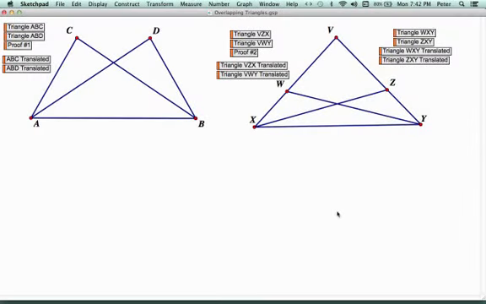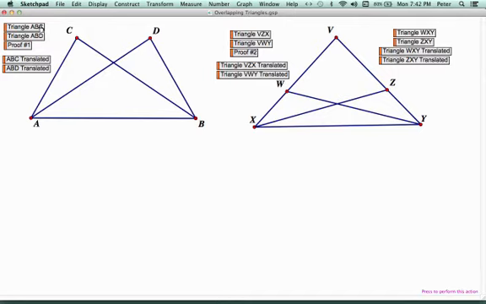Okay, there are lots of different diagrams that can have overlapping triangles, and here I'm just showing you two of the more common ones. Let's first take a look at the left and look at triangles ABD, which are overlapping triangles ABC.